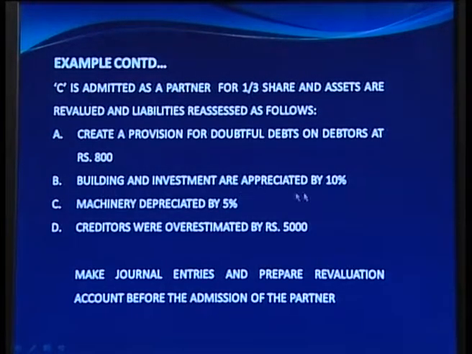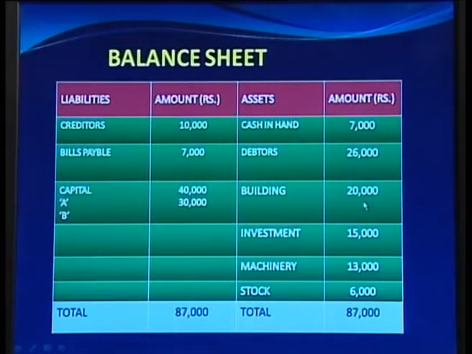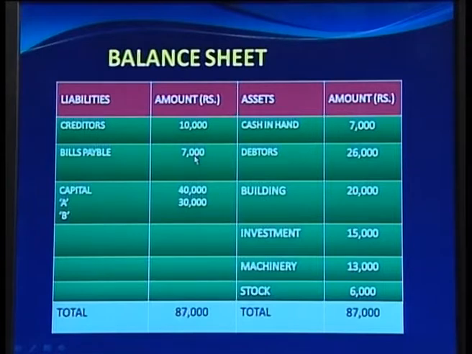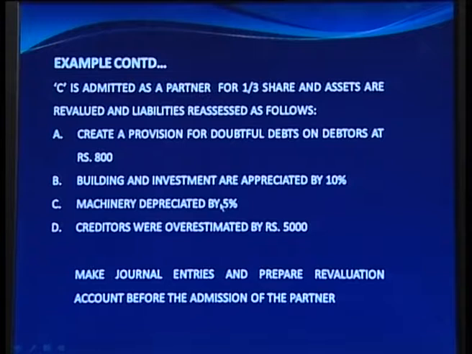Building and investment are appreciated by 10%. Here building is 20,000 and investments are 15,000. So, we have to pass the adjustment entry of appreciation in the books of accounts. Machinery is depreciated by 5%. Thus, the machinery figure of 13,000 has to be taken into consideration, and while passing the entry in the revaluation account, rupees 650 would be recorded in the manner as has been prescribed. Creditors were overestimated by 5,000. So, we will do the adjustments.